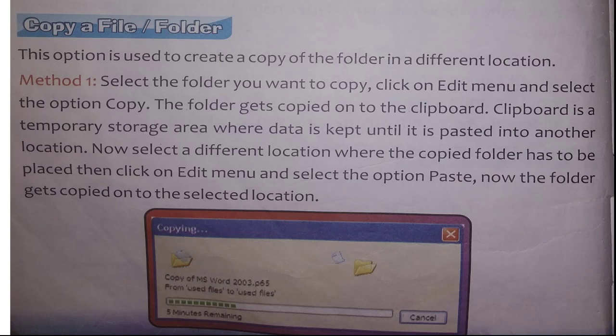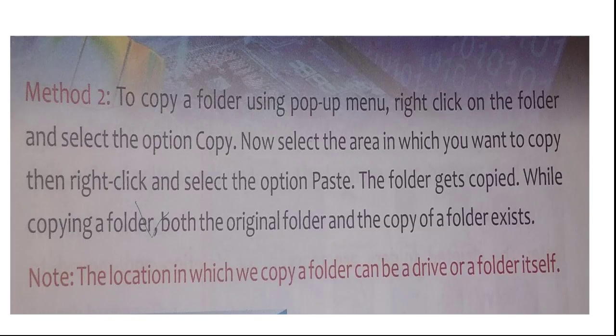Now select a different location where the copied folder has to be placed, then click on the Edit menu and select the option called paste. Just as we selected the option called copy, now we have to select the option called paste. Now the folder gets copied to the selected location. On your desired location, the file would have made a duplicate copy. So this is the method of copying and pasting.